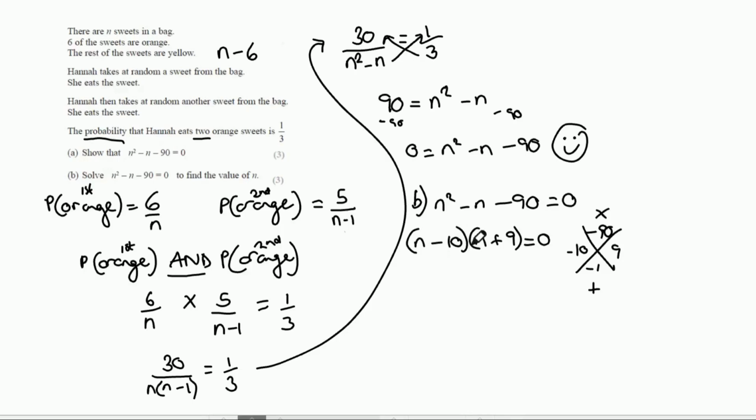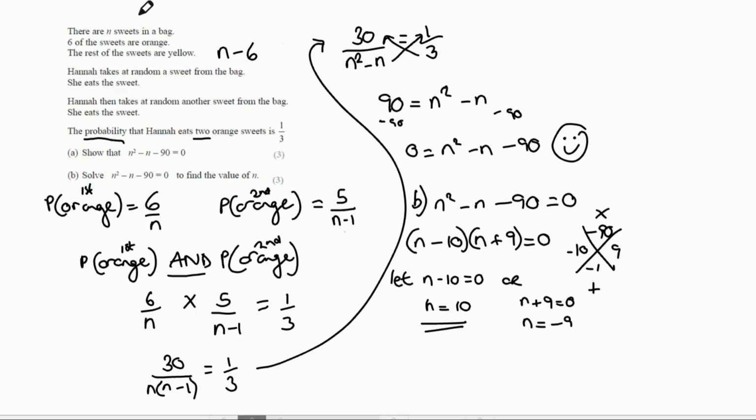And here we've got a product. These two brackets have been multiplied together to give an answer of 0. So in order to get an answer of 0, at least one of the brackets themselves has to have a value of 0. So we can either say that the first bracket has to have a value of 0, in which case n would be 10, adding 10 to each side, or we would let the other bracket have a value of 0. So n plus 9 equals 0. Subtract 9 from each side. So n could be minus 9, or could it?